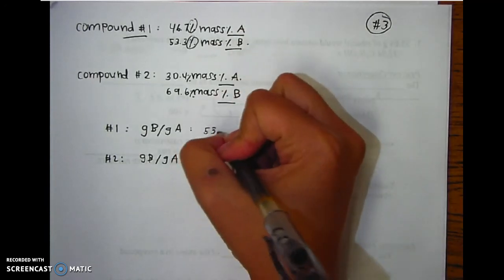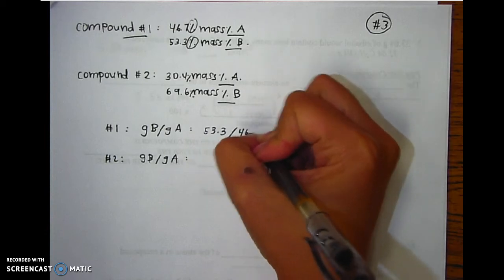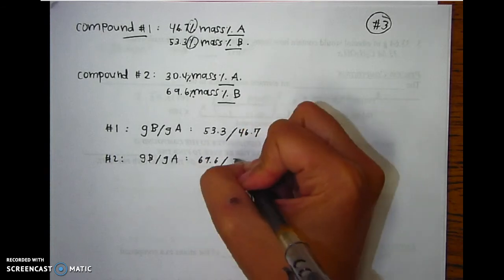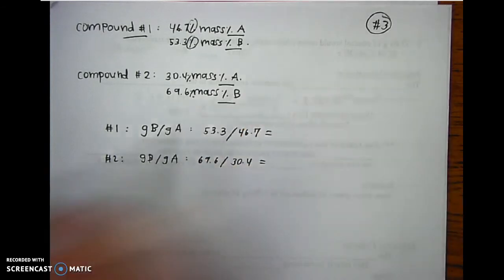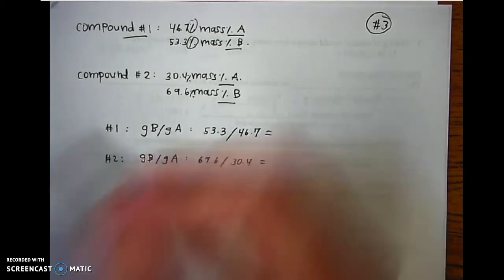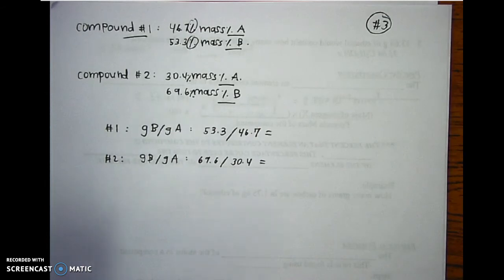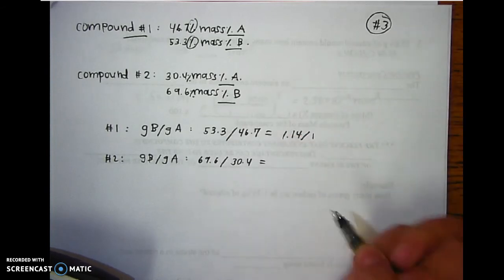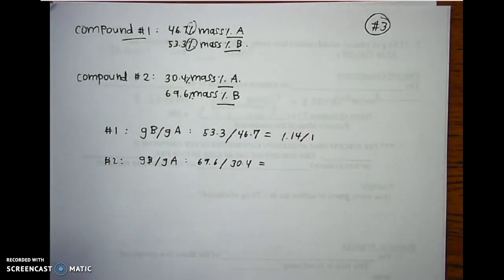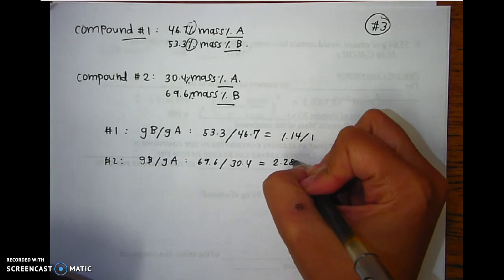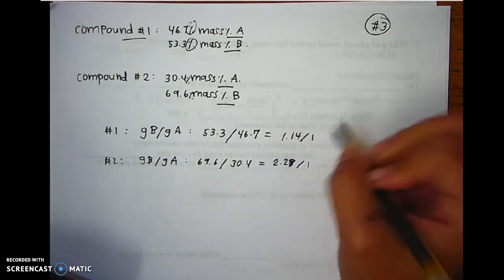So I have 53.3 divided by 46.7. For the next one, I have 69.6 divided by 30.4. Okay, and if you punch those out on your calculator, I got 1.14, and this is a ratio, so it's to 1 over here. 69.6 divided by 30.4, and I wind up with 2.29 actually. So to 1, okay?